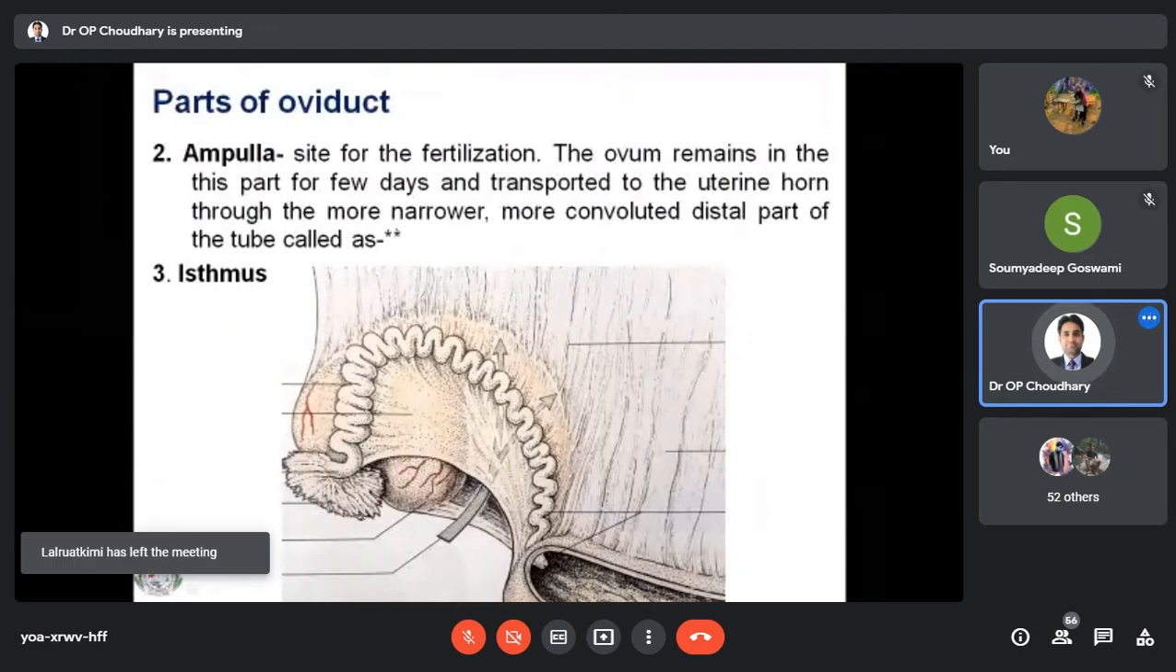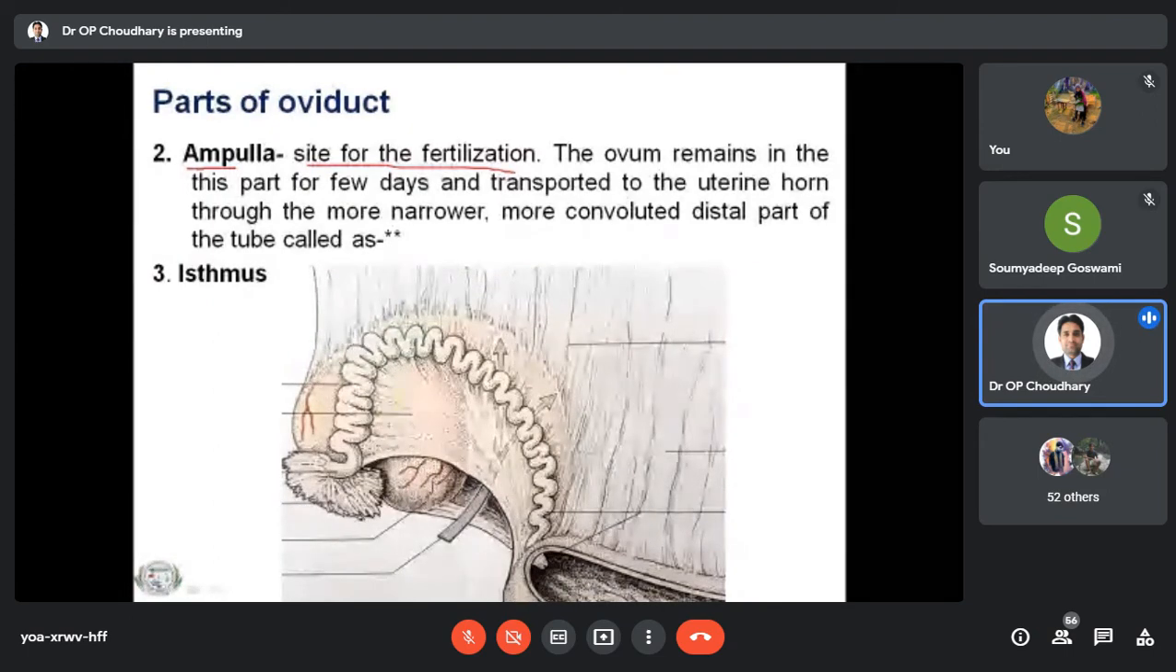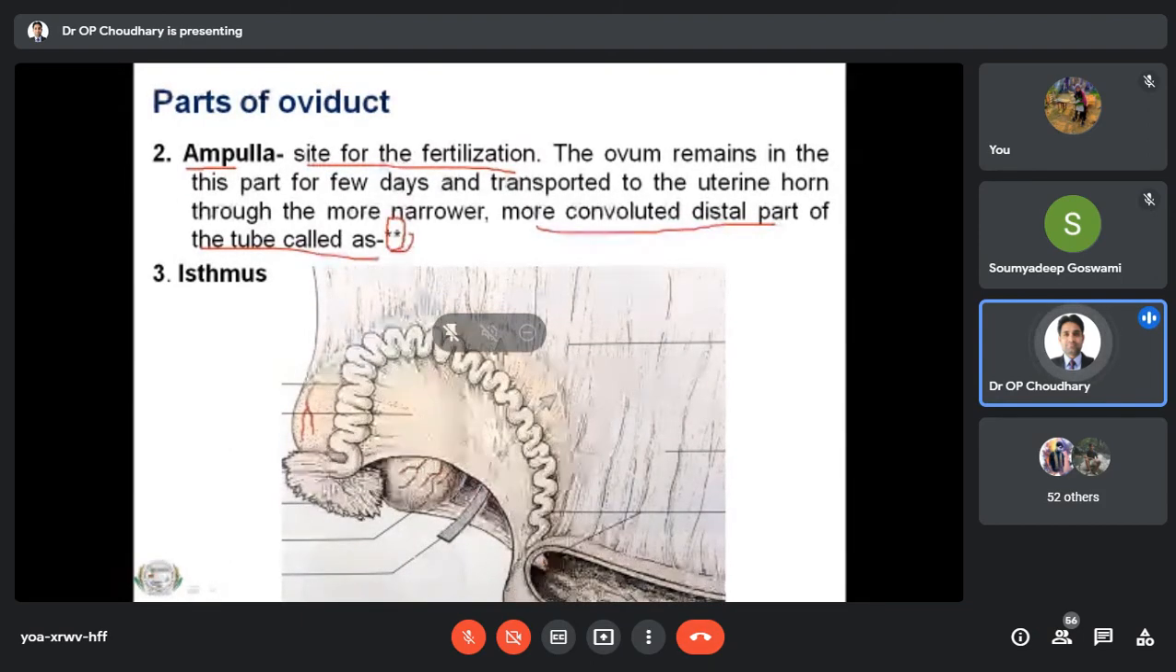Then the second part is the ampulla, and this ampulla is the site for fertilization, where the male and female gametes come together and their pronuclei fuse to form a zygote. The ovum remains in this part for a few days and is transported to the uterine horn through a narrower and more convoluted distal part. Here you can see the ampulla.